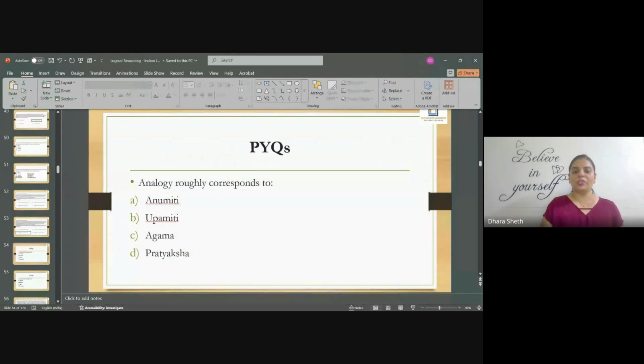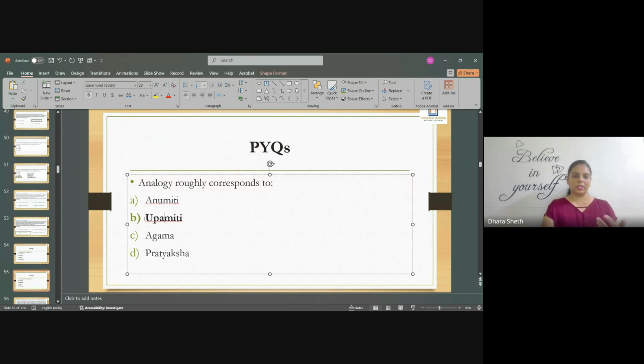Analogy roughly corresponds to which of these? See, Anuman and Upaman are also given as Anumiti and Upamiti in the question. Analogy means, what is analogy? Comparison. Upaman, Upamiti.